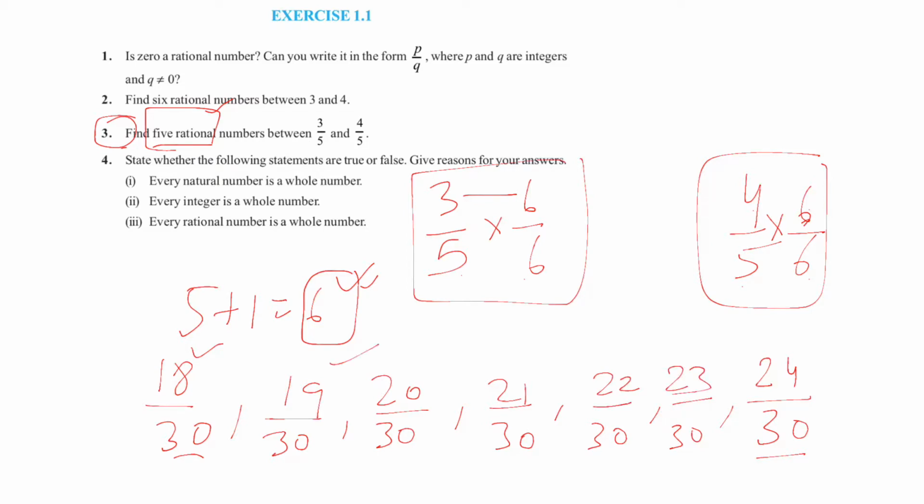And this way we find rational numbers between any two given rational numbers. And this is a very easy way. We only have to do this multiplication once, and then we simply write, just like counting. We write the counting numbers.